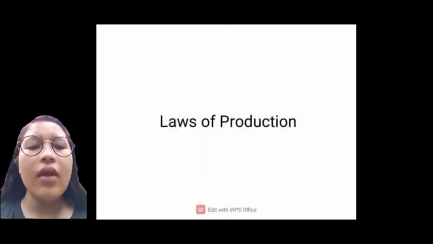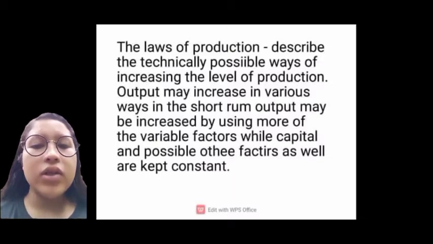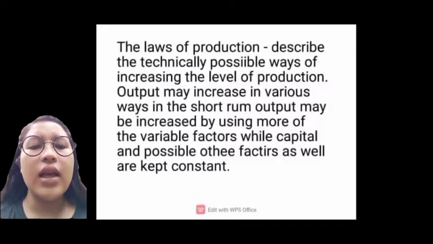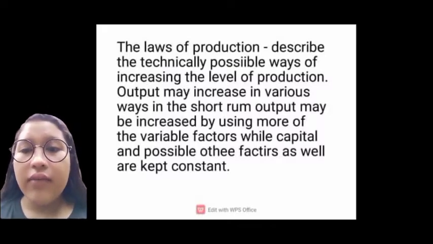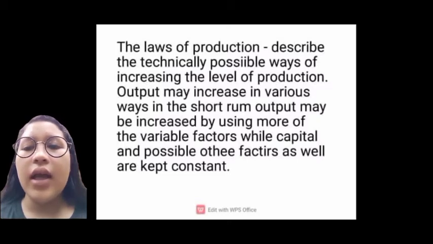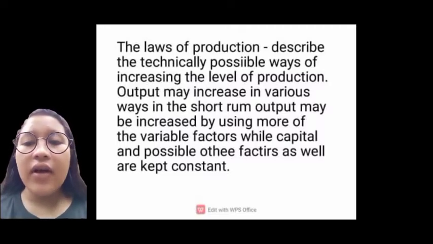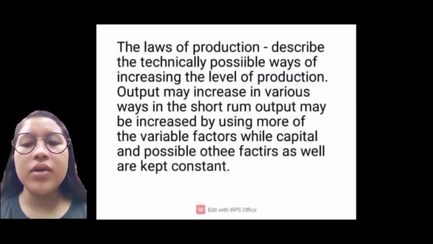Law of production. The law of production describes the technically possible ways of increasing the level of production. Output may increase in various ways. In the short term, output may be increased by using more of a variable factor, while capital and possibly other factors as well are kept constant.